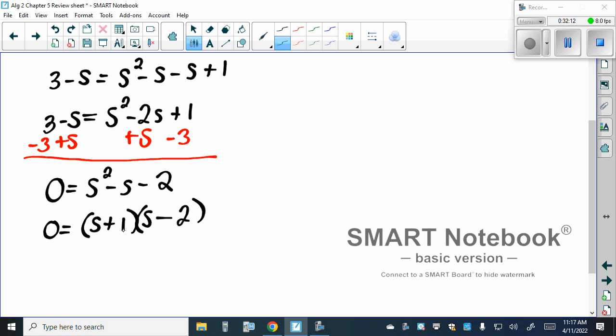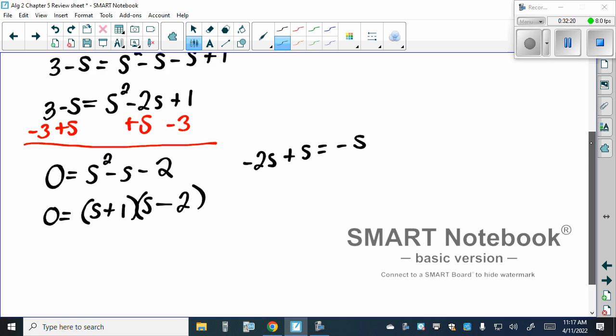And we could check it: s times negative 2 is negative 2s. 1 times s is going to be plus s, which gives us a negative s, which is the middle term that we wanted.